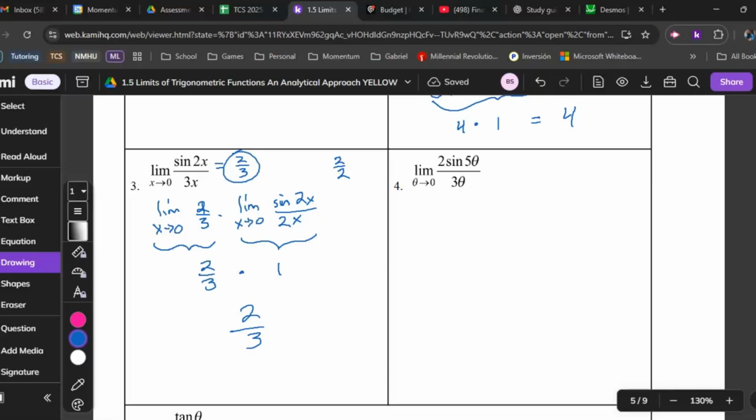Are you all with me? You didn't understand why I pulled out the constant? Because, guys, anytime you have a constant, you should be thinking, this is a waste of my time. It's the constant times the limit.